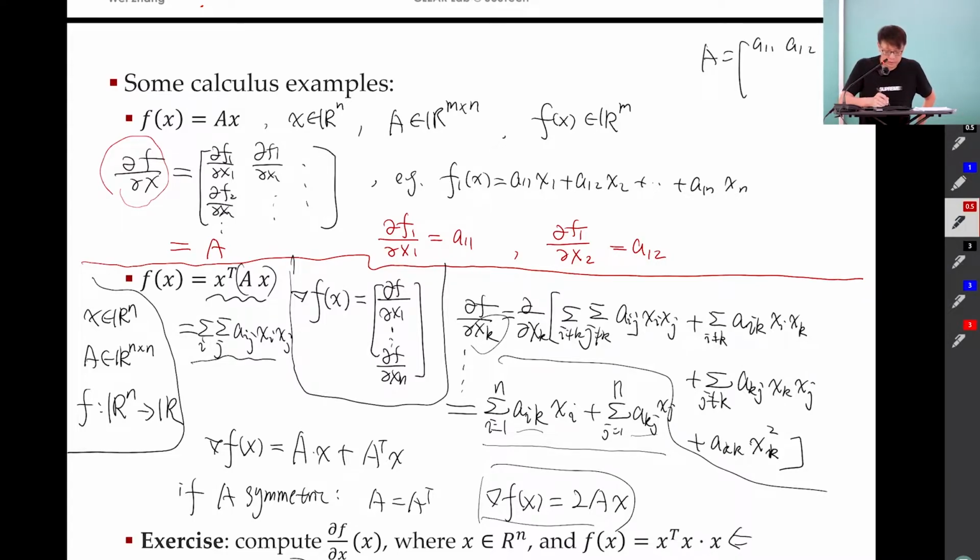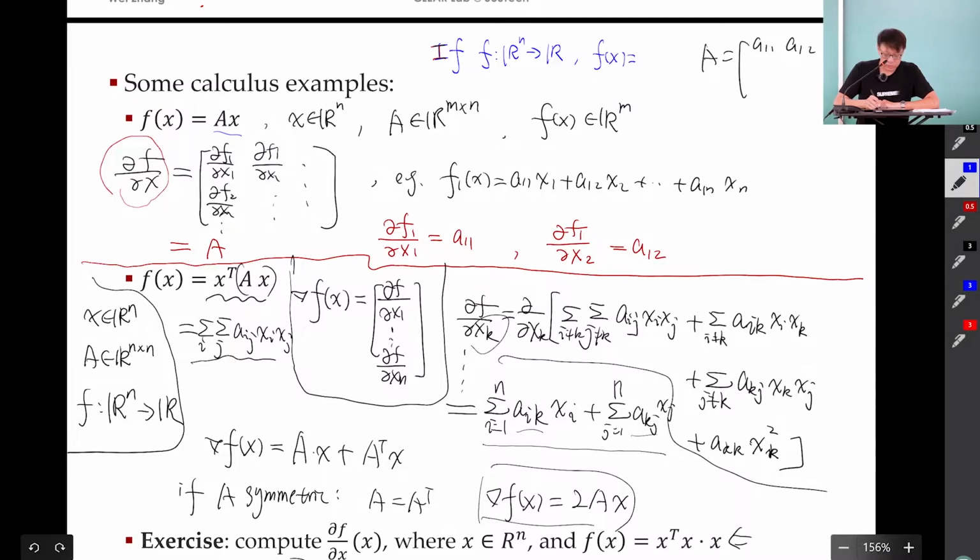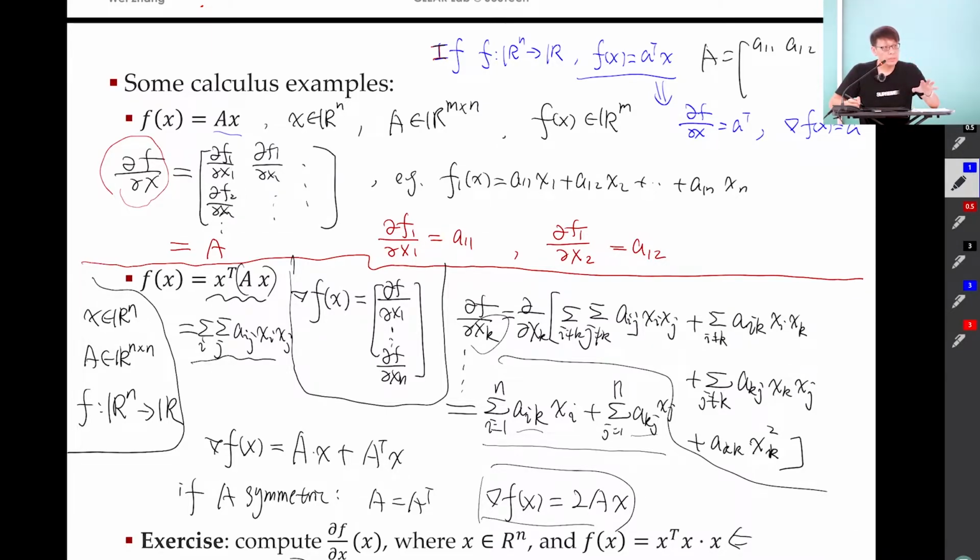And if f is mapping from Rn to R, in this case, you wouldn't have an A matrix, you will have a vector, right? So f(x) will be A transpose x, that's a vector, so that becomes an inner product. Then, in this case, the partial f partial x is A transpose, but the gradient of f(x) is A. You see what I mean? Gradient is the transpose of Jacobian.